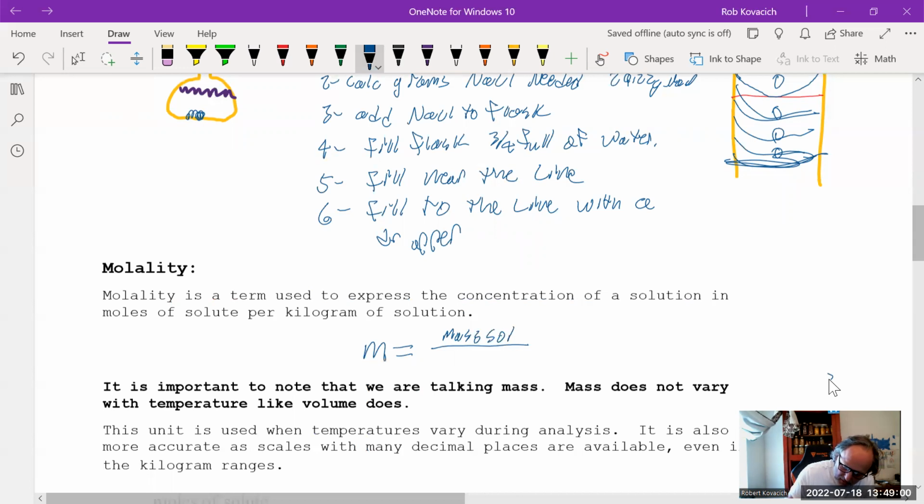mass, sorry, not mass, got mass on the brain, moles of solute divided by mass of solution. So that is a significant difference. Before we were using volume, and now we're using mass. The bad thing about volume is, as you've seen from the penny lab, if you drop one penny into the graduated cylinder, it doesn't move very much. Your measurement isn't very accurate. But if you put that penny on a scale, you can get it to 2 or 3 decimal places easily, depending on what kind of scale you're using.